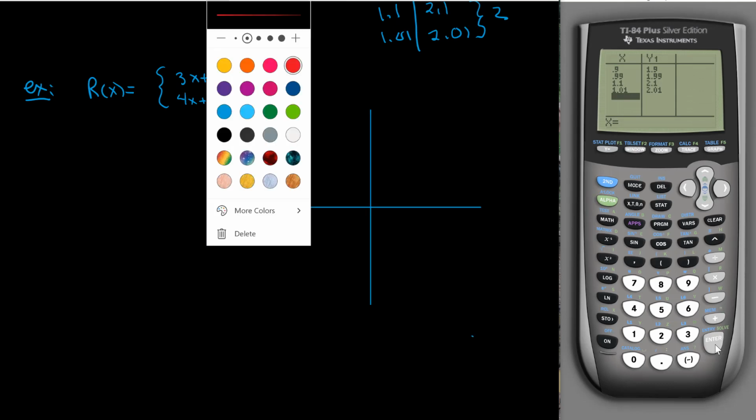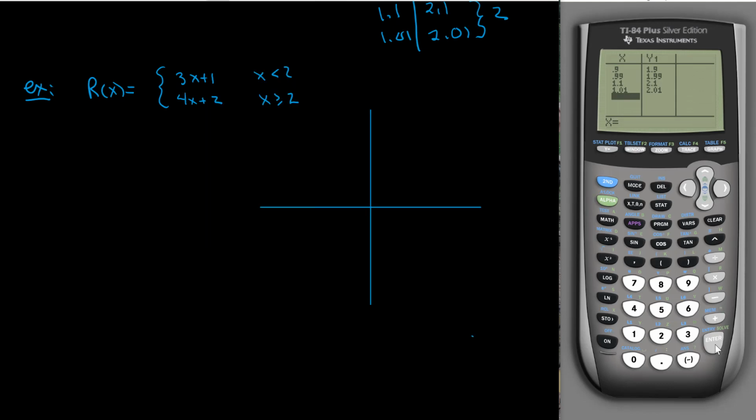When we go to graph this, the first thing we're going to do is graph 3x plus 1. Now, notice this first function only applies to values less than 2. So this is going to give us something that looks like this. There's an intercept of 1. And let's say the x value is right here at 2. I'm going to put an open dot there, because we're not allowed to actually use that function at x equals 2.